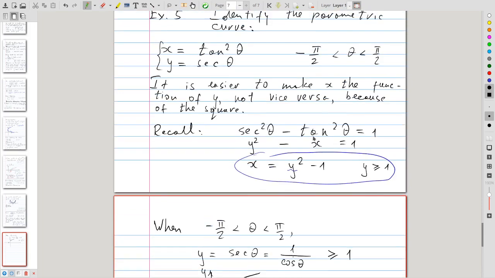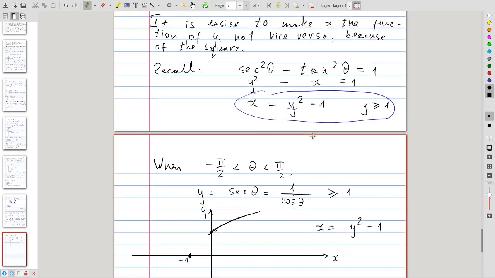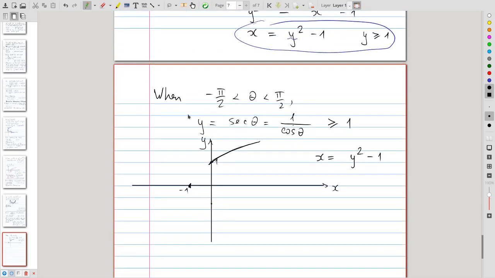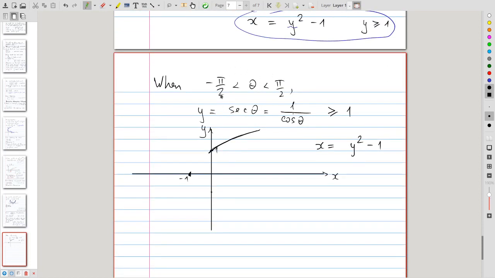Now let me determine in which way our particle will be moving. So I have that theta is between minus pi over 2 and pi over 2. So when theta is close to minus pi over 2, y is 1 divided by something very small and positive. So y has a very large value, and we are very far that way on our curve.